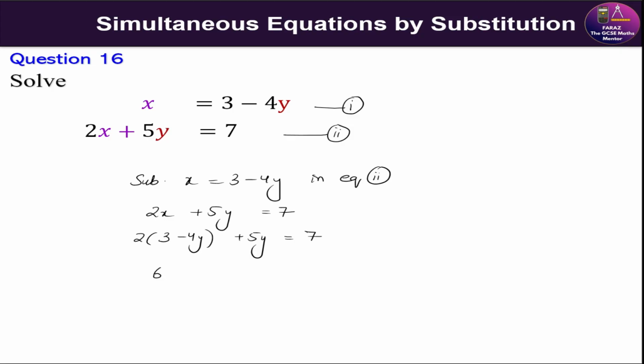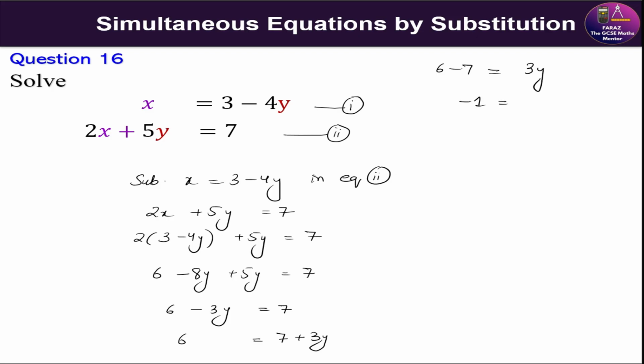So you will have 2 3s are 6, 2 4s are 8y, plus 5y equals 7 there, and negative 8y plus 5y is negative 3y. 6 minus 3y equals 7, and adding 3y on both sides, it will give you 6 equals 7 plus 3y. And then we have to shift the 7 to the left side, so it will become 6 minus 7, or you can say subtracting 7 on both sides, it will give you 6 minus 7 equals 3y, which is negative 1. Negative 1 equals 3y.